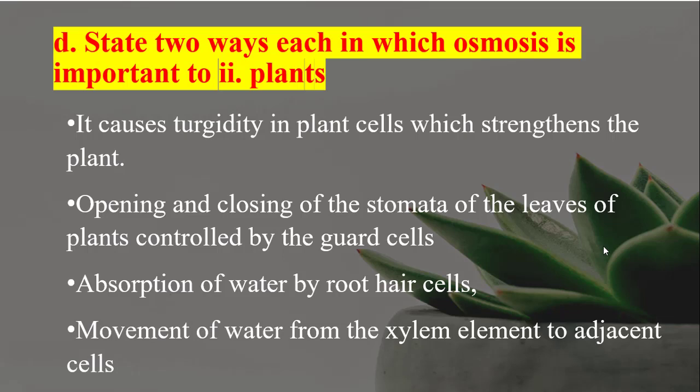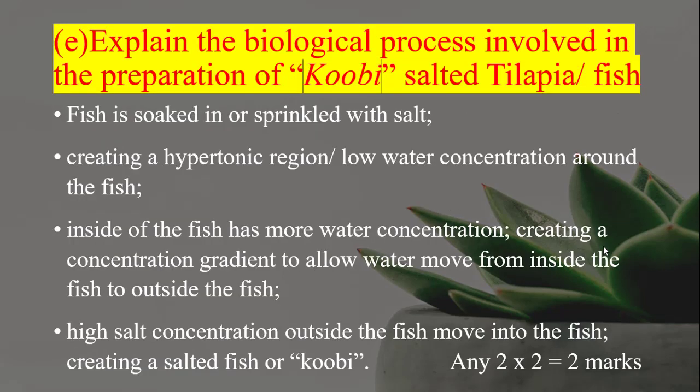You have to explain the biological processes involved in the preparation of kobe, or salted tilapia, or generally fish. It can be meat, it can be anything. This question was just to bring home our understanding of some of the home processes, things that have been going on for years. Our mothers have been doing it, but they didn't know. But through schooling and all that, we want to just bring to your mind that it was nothing more than the application of diffusion, osmosis, and so on.